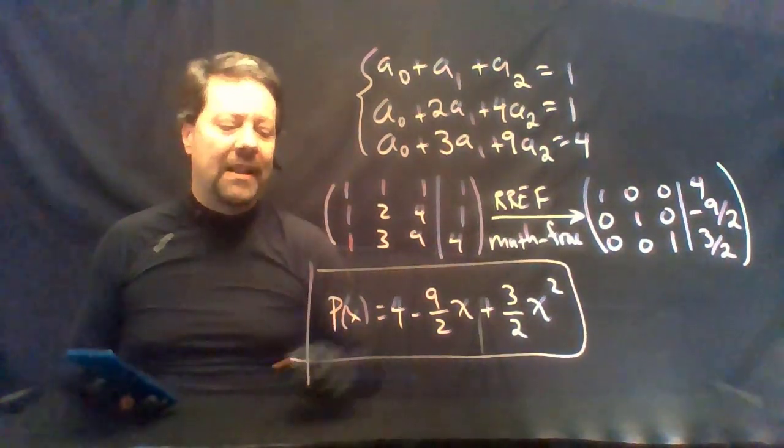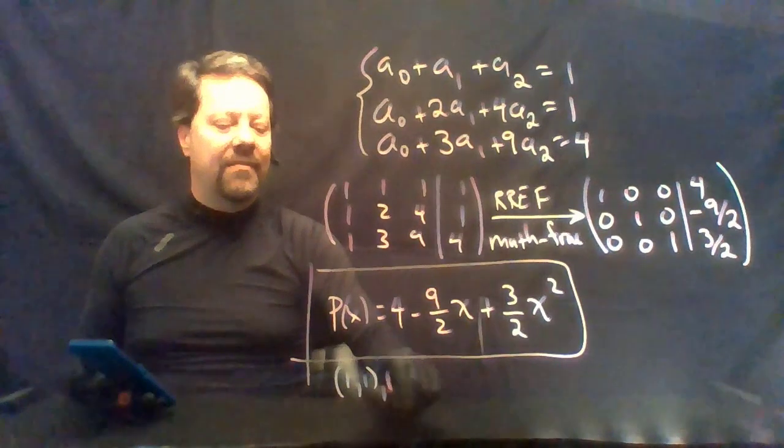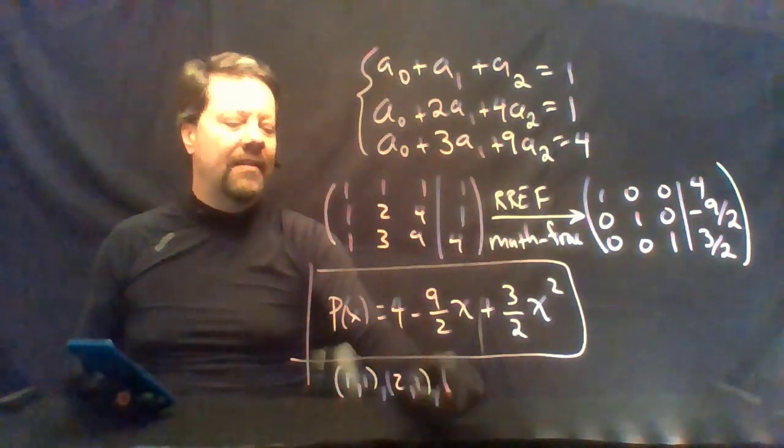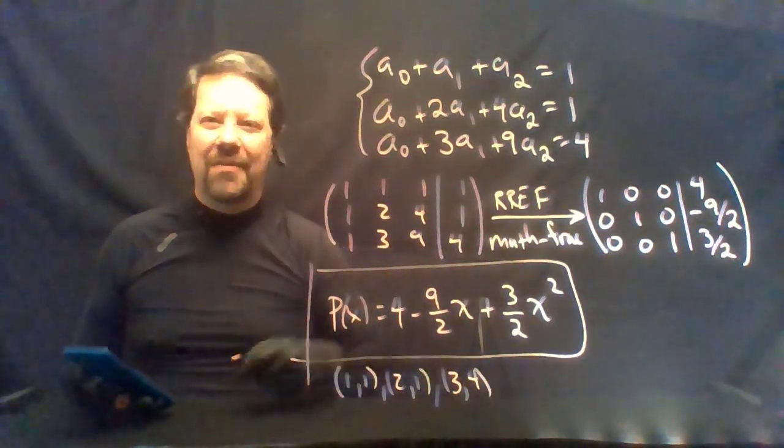That polynomial will contain the points (1, 1), (2, 1), and (3, 4).